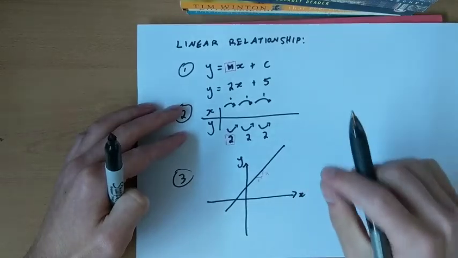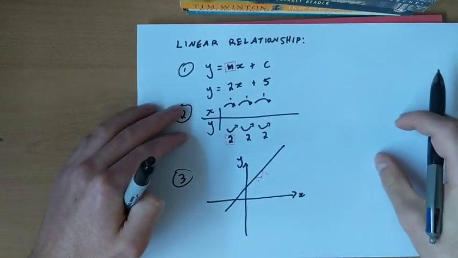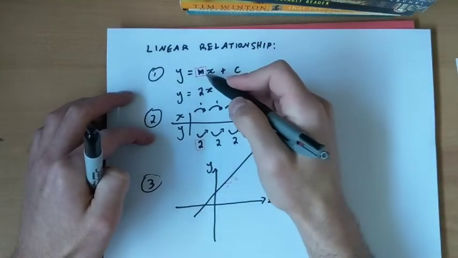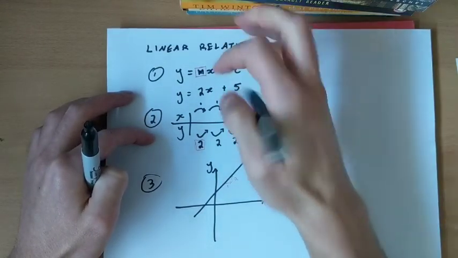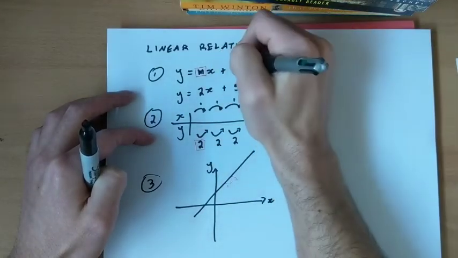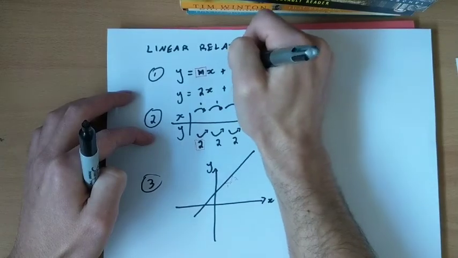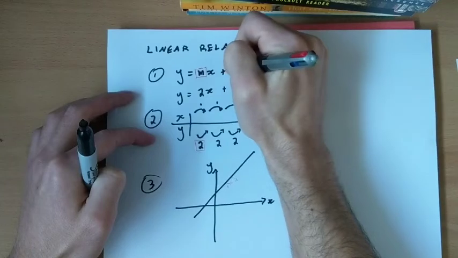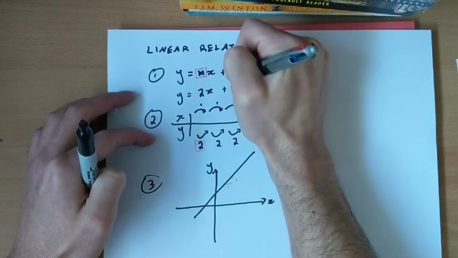I just want to spend 1 minute now talking about an idea that I'm sure you know a bit about already, and that is, if that's what my m represents, then what does my c represent? What does this letter here mean in terms of my linear relationship?